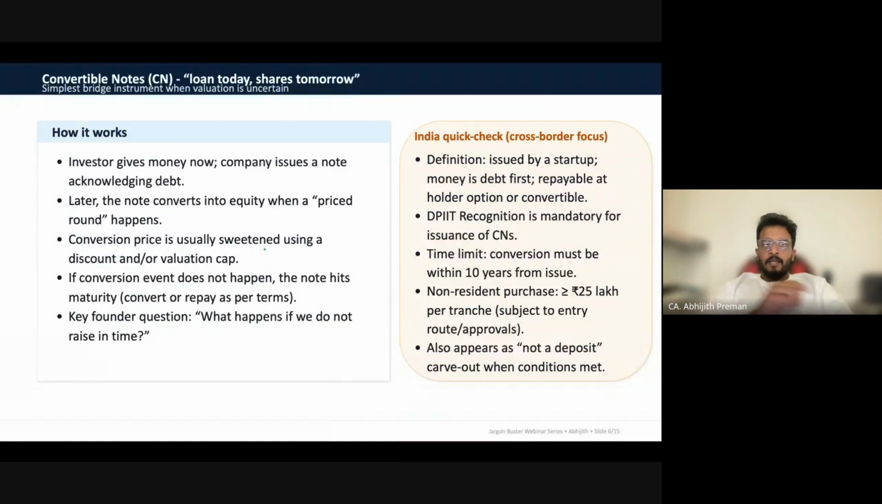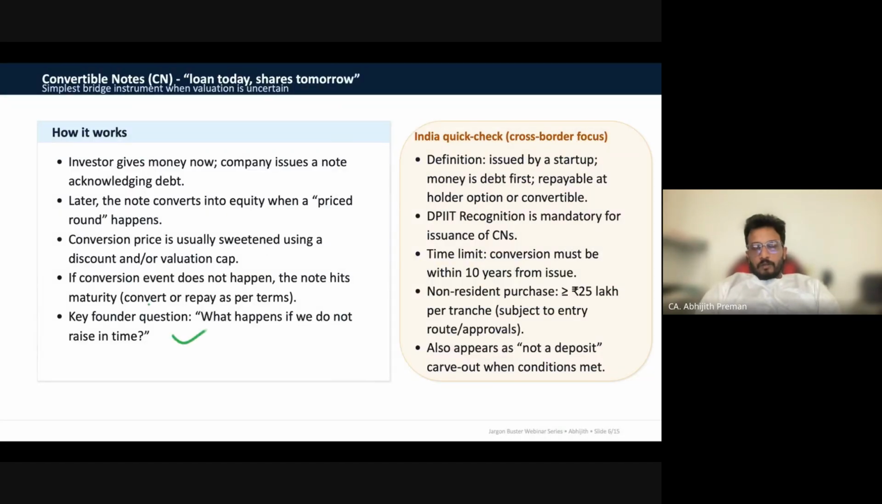If the conversion event does not happen, the note hits maturity. The conversion event can be specified in the agreement. It can be mentioned as a priced round, or, for example, when the company achieves a turnover of say 50 crore, the convertible note will be converted into equity. So the trigger event can be anything you define. If the conversion event does not happen, for example, the company does not attain 50 crore turnover and the convertible note is valid for say 5 years, meaning its maturity period is 5 years, then in that case you will have to repay it, on whatever terms you have agreed.